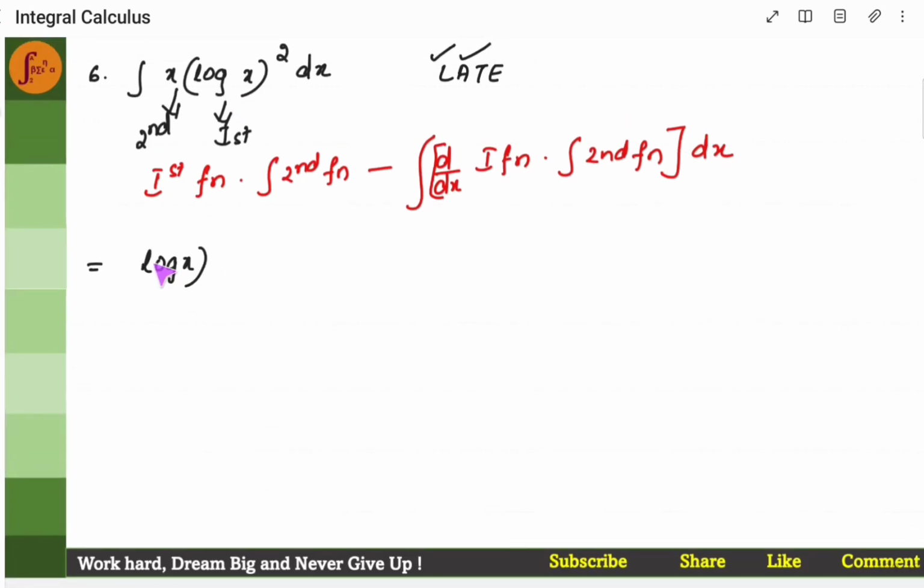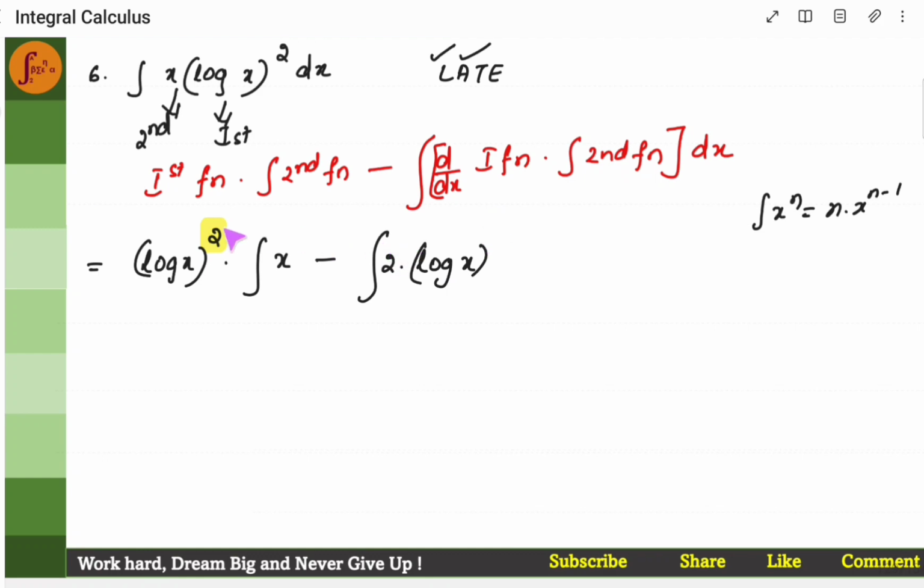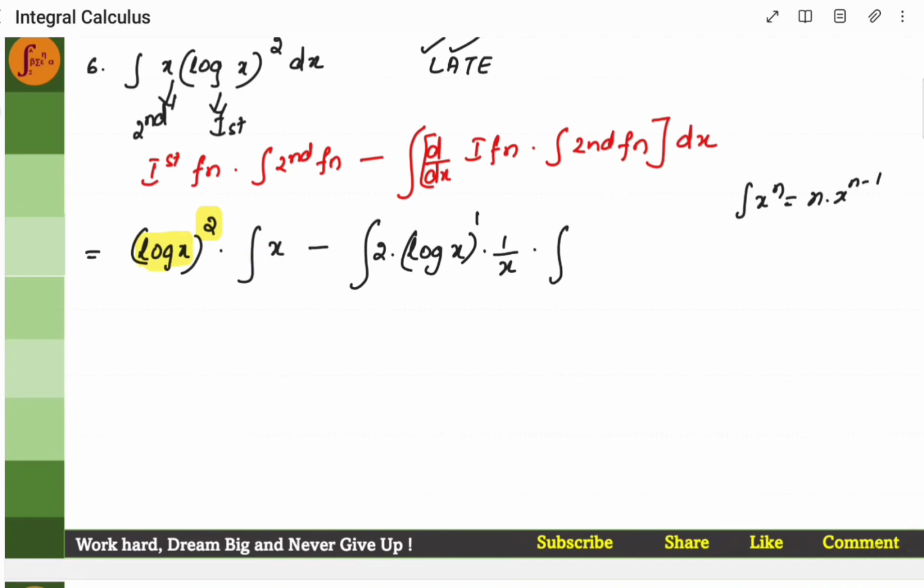So log x, the whole square, into the integral of the second function, which is x, minus the big integral, derivative of the first function, derivative of log x, the whole square. We'll have to apply the chain rule. First, we need to find the derivative of this power. Using the formula, derivative of x to the power n is n into x to the power n minus 1. So we have a square here. So 2 into, instead of x, we have log x to the power n minus 1, that is 2 minus 1, which is 1. And using the chain rule, we have to find the derivative of log x. What is the derivative of log x? It's 1 by x into the integral of the second function, that is x. What is the integral of x? It's x square by 2.